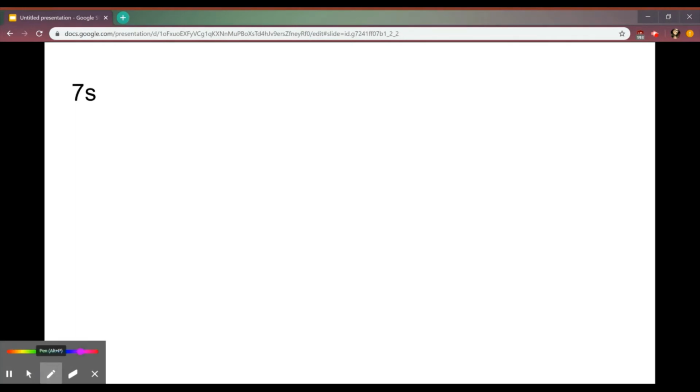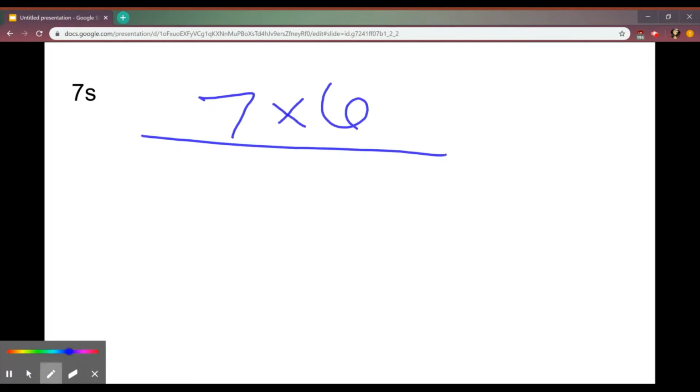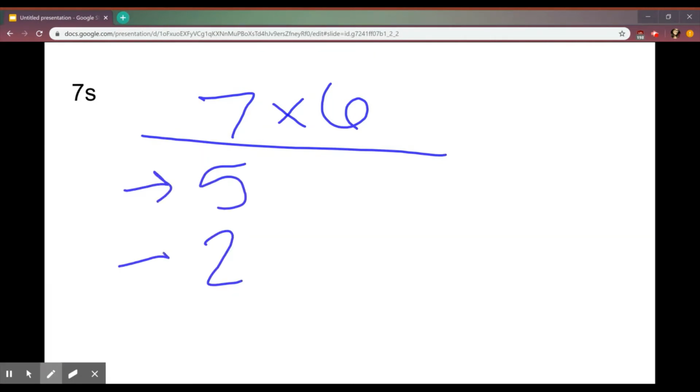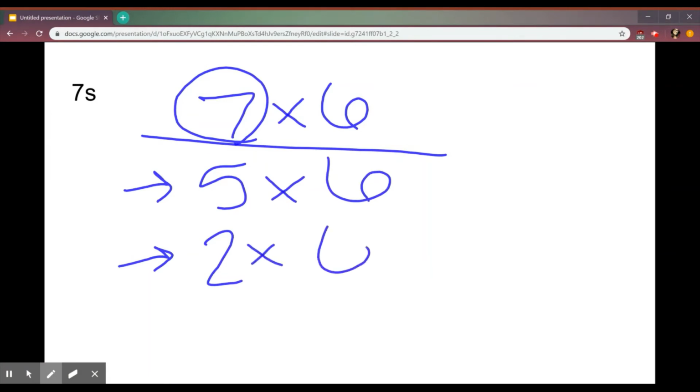Seven trick. The best trick I have for 7 is breaking it down like we did 8. But an important thing to remember about 7, the best numbers to break it down into are 5 and 2. Because these numbers are the easiest to count by. And if I were to add these back together, 5 plus 2 equals 7. So I just took this number and broke it into two smaller parts. 5 times 6 and 2 times 6.